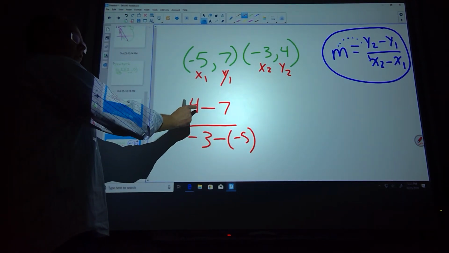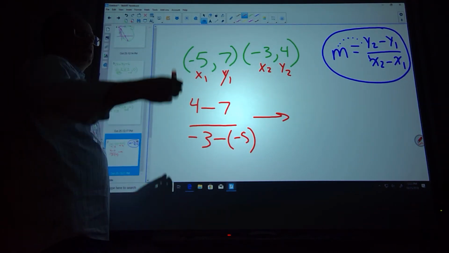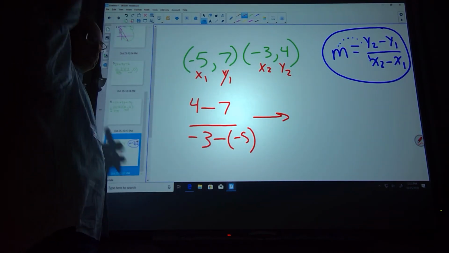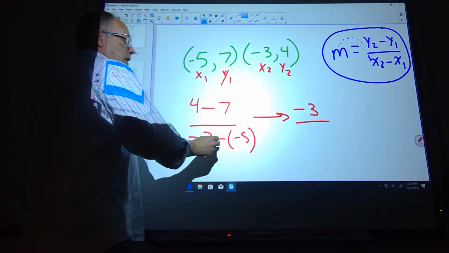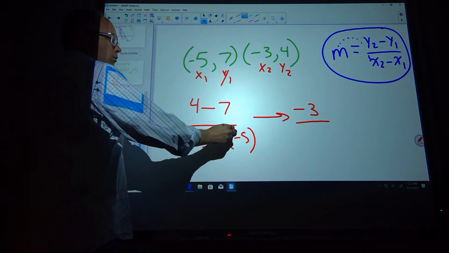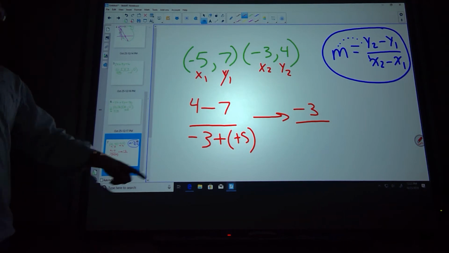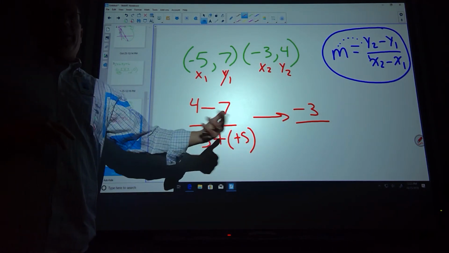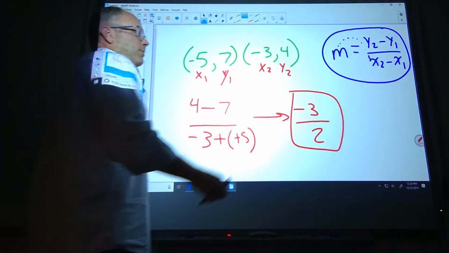So let's do the math. 4 subtracting 7 is? Negative 3. Cool. All right. I have a negative and a negative, so those both become positive. Do you agree? So negative 3 added to 5? 2. Negative 3 over 2. There's my slope.